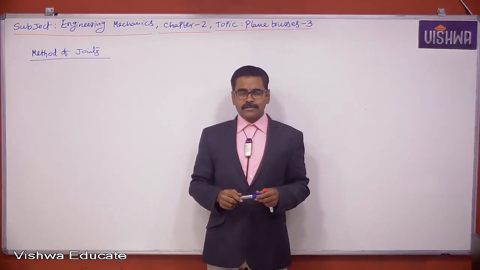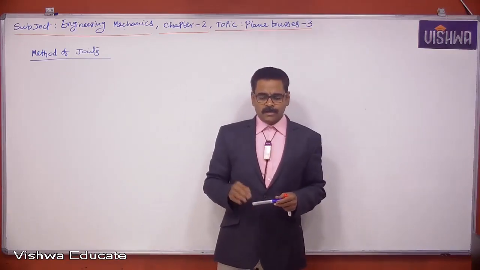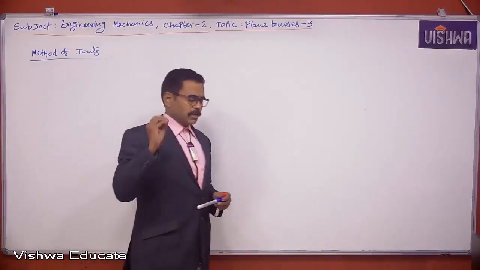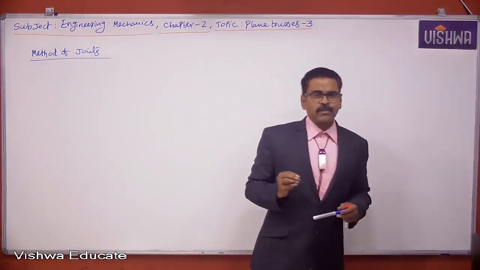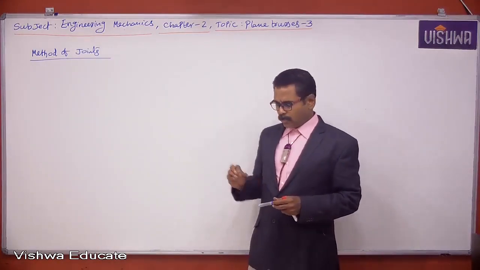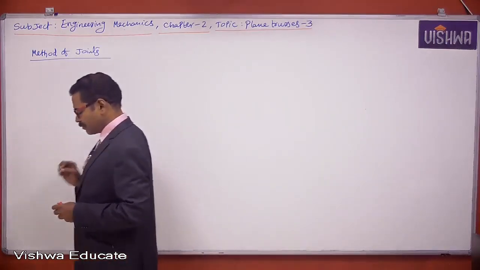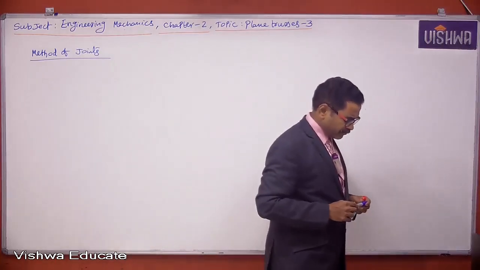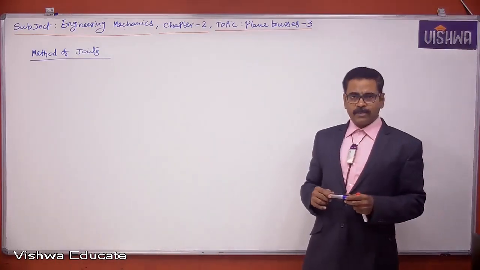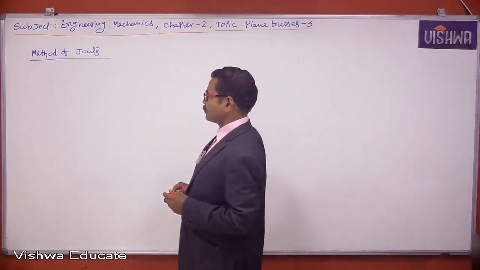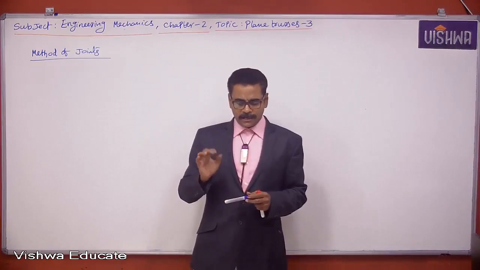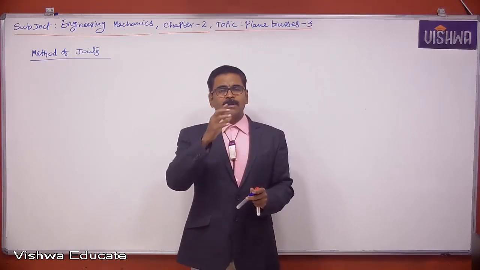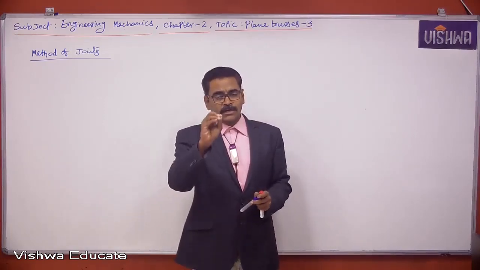Write 2-3 points about this method of joints. First point, in this method, equilibrium of successive joints is taken. If the total truss is in equilibrium, every element also will be in equilibrium. Every joint also will be in equilibrium.